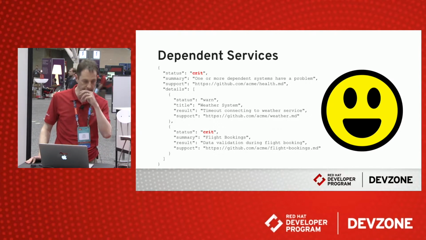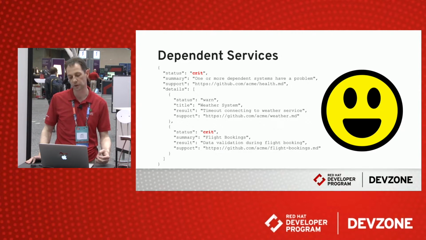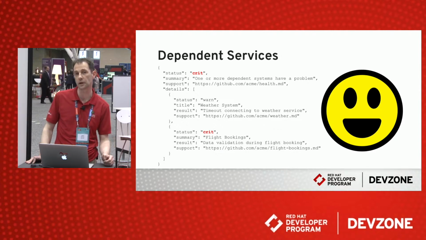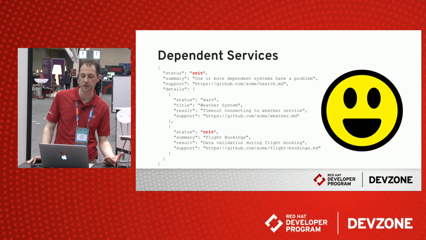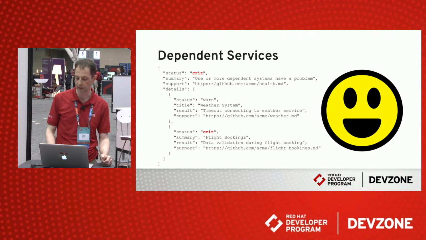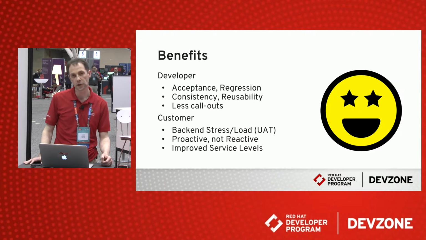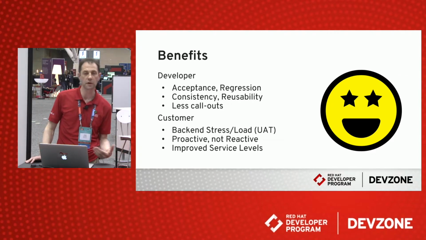You could easily add the URL of the endpoint in question that was the result of the issue, as it deems to be in the customer's back-end network. And again, you can have support documentation links pertinent to each of the different dependent systems within the health endpoint. So summing up, the benefits of doing it this way are for the developer and for the customer.